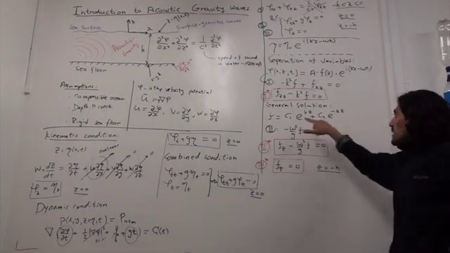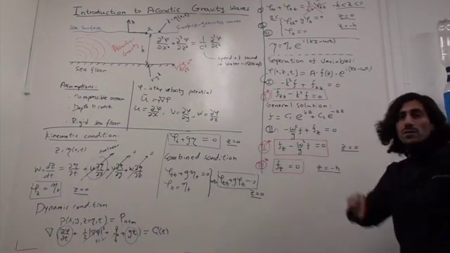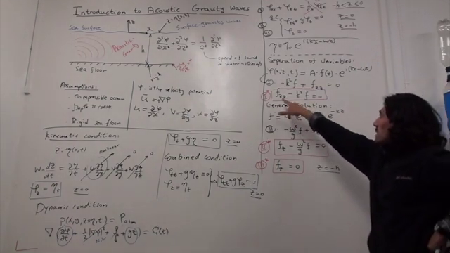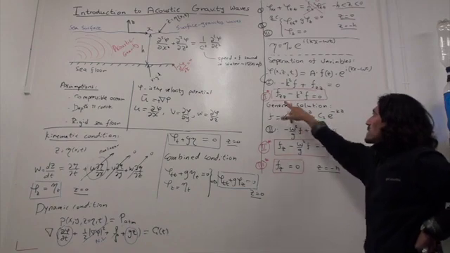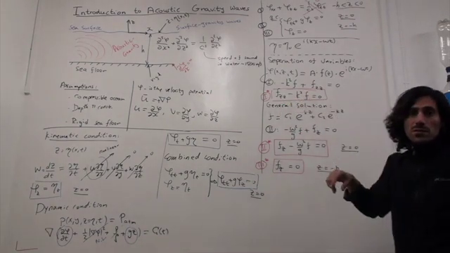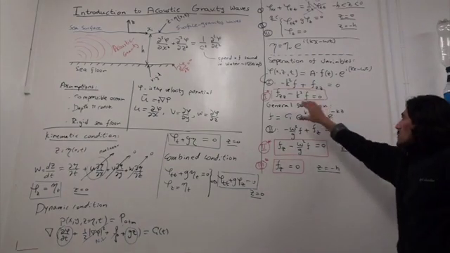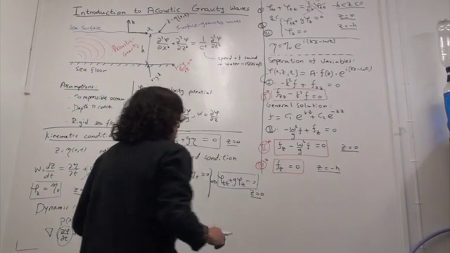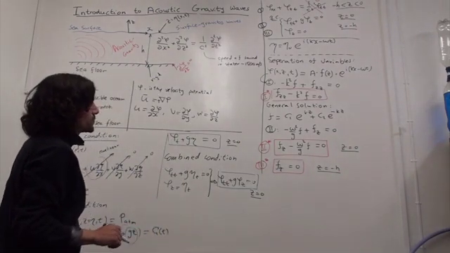I said this is the general solution. In fact, each term here would satisfy this equation, and you can see this immediately. If you take the second derivative in z, that will give you a k squared times f, minus k squared times f gives you 0. Each one of these would satisfy it. So this is the most general solution.